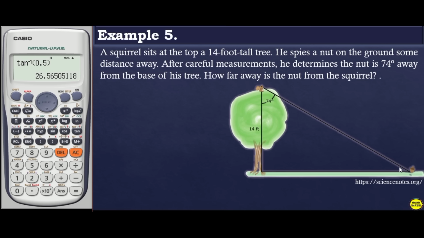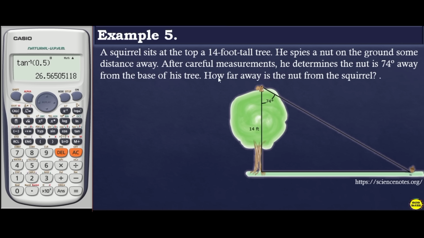Ayun, nasa ground. After careful measurements, he determines that the nut is 74 degrees away from the base of his tree. Ngayon, yung layo ng nuts dun sa base of the tree ay hindi niya sinukat based dun sa distance. Okay? Sinukat niya yung distance ng nut dun sa base ng tree using an angle. Yung sa angular degree. Okay? So, ito yung base ng tree, ito yung nut. So, nasukat niya yung distance nito using the 74 degree angle. Yun yung na-form.